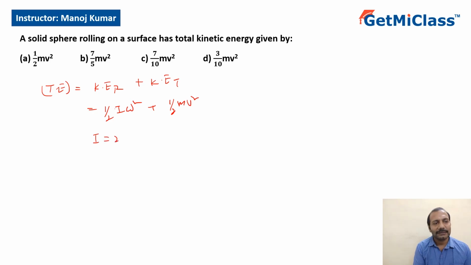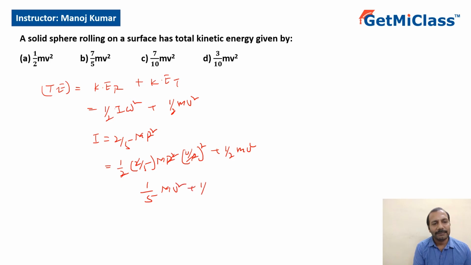Now I for a solid sphere is 2 by 5 mr square. So if I put it here, I'll get half into 2 by 5 mr square into, because it is rolling, omega can be written as v by r whole square, plus half mv square. So 2 cancels, r square cancels, I'll be left with 1 by 5 mv square plus 1 by 2 mv square. So that is mv square into 1 by 5 plus 1 by 2.